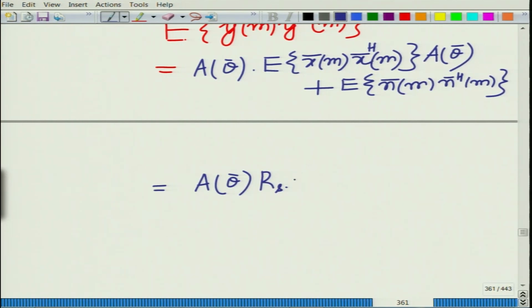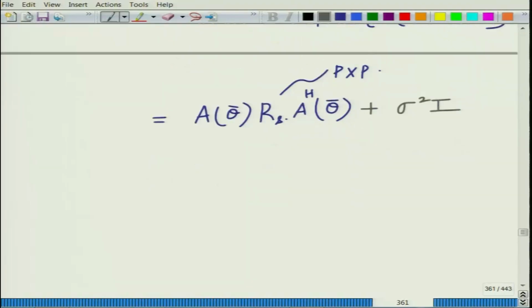Now, I can always write this as A theta bar times R s times A theta bar Hermitian, where R s is a p cross p matrix, which is the covariance matrix of the input, plus the noise covariance, which is sigma square. Assuming the noise samples are independent identically distributed, the noise covariance will simply be sigma square times identity.